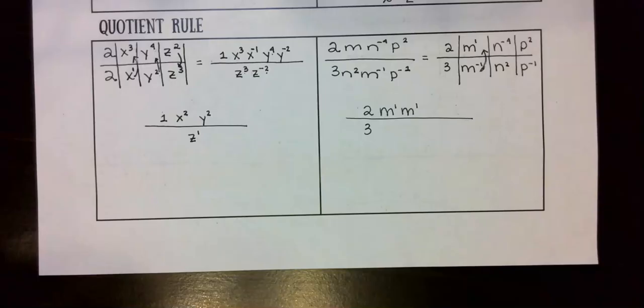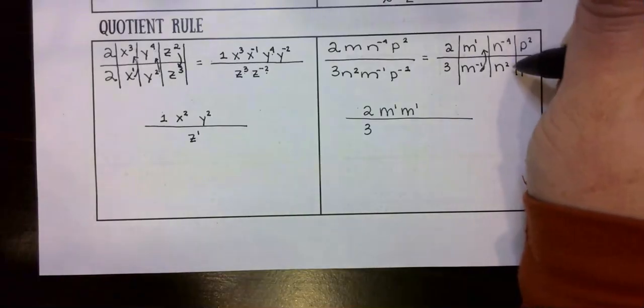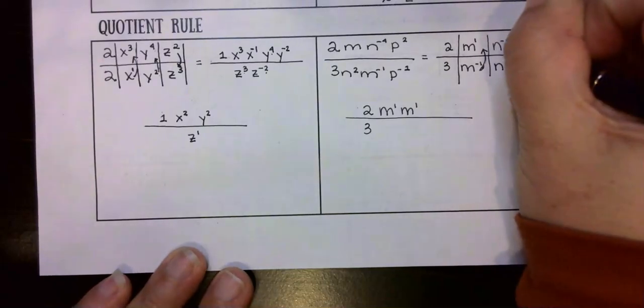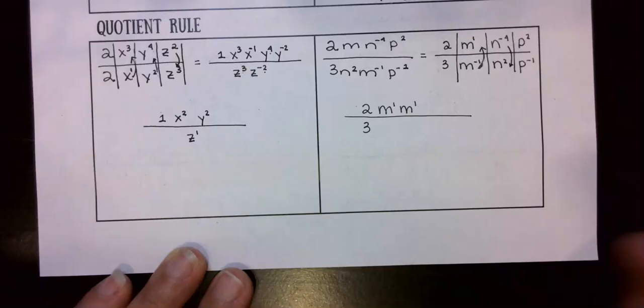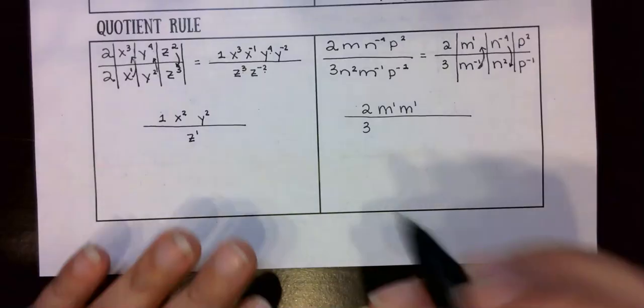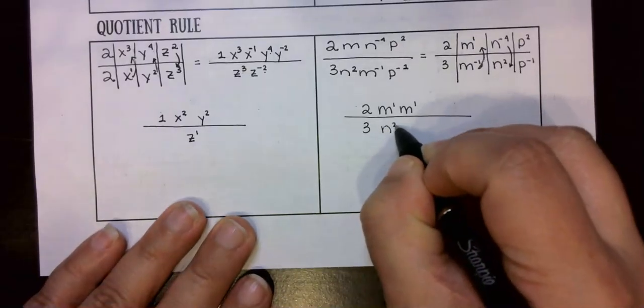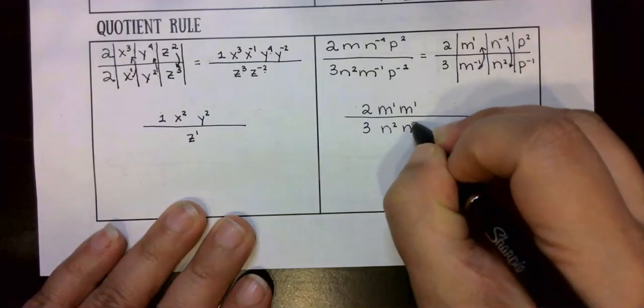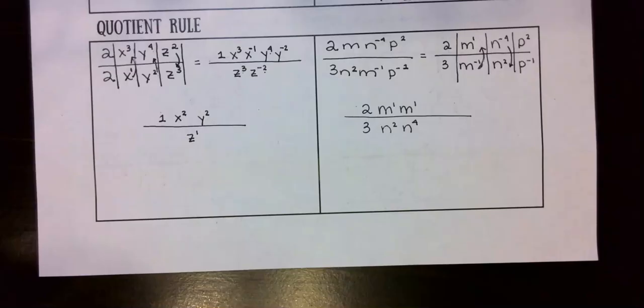All right, let's talk about these n's. We have a negative 4 on top and a 2 at the bottom. The smaller number here is the negative 4. So that one's going to need to come down. So at the bottom, we already have n to the second, but when this negative 4 gets dropped, it drops as a positive 4. All right, the last one is our p's.